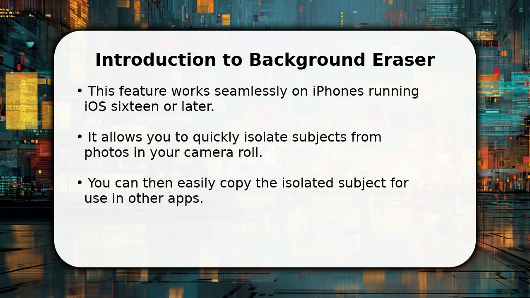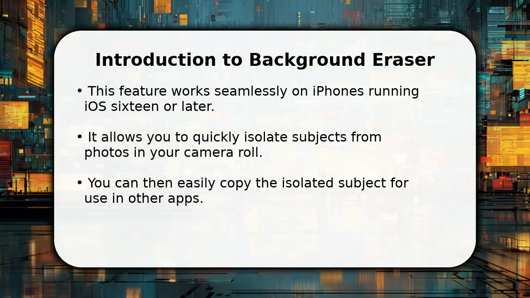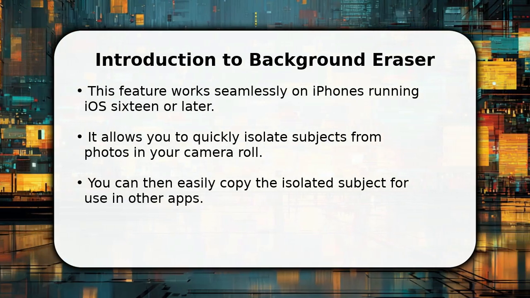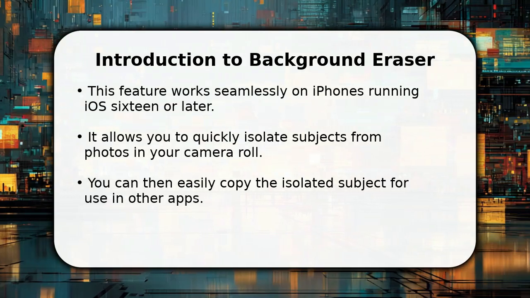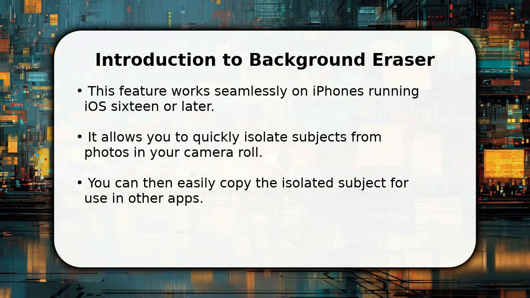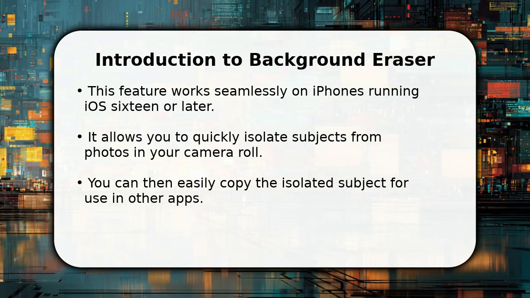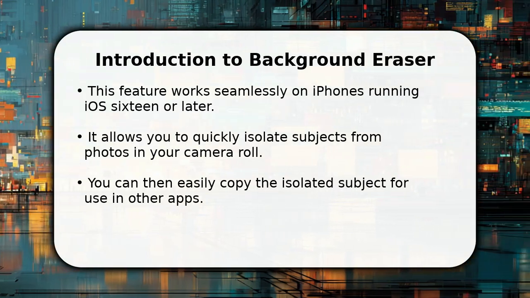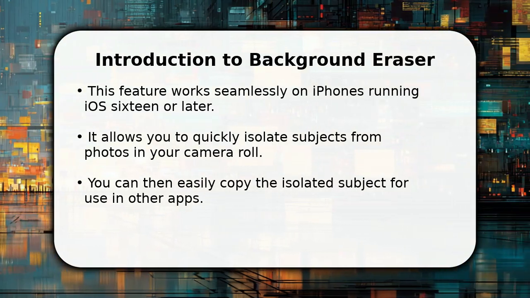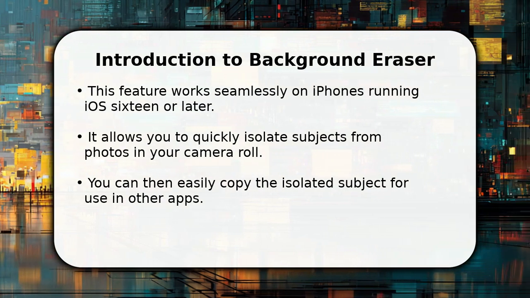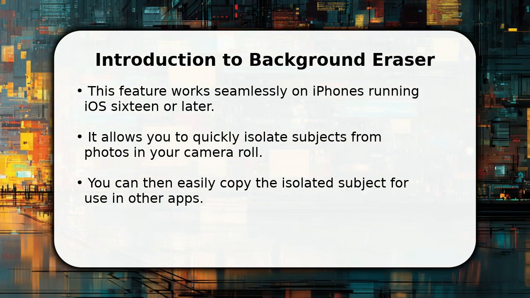Find a photo with a clear subject, such as a person or object, and then simply long press on that subject with your finger. Your iPhone will intelligently detect and highlight the main subject, offering a clear outline. This simple action prepares the subject for further actions, making background removal incredibly straightforward.